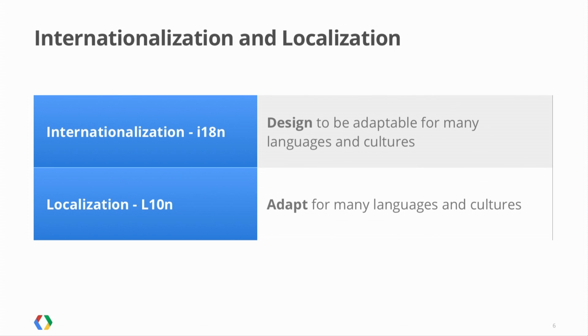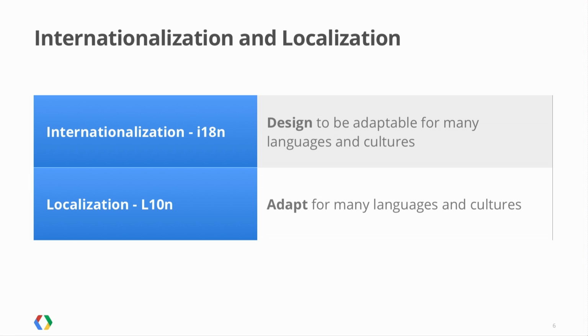Now, we've been using a few terms here: internationalization and localization. What do those mean? Internationalization is designing an app such that it's adaptable for various languages and cultures. For example, if you were to design a layout that works across all languages and cultures, that's an example of internationalization. It's sort of like a one-size-fits-all solution for the next piece, localization.